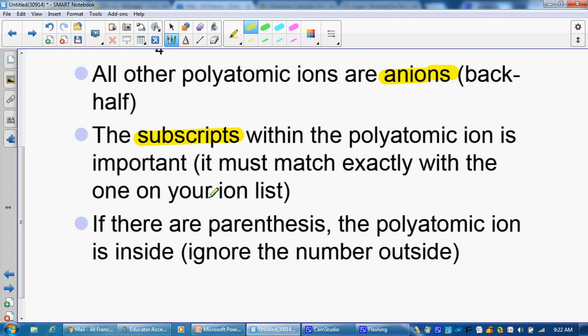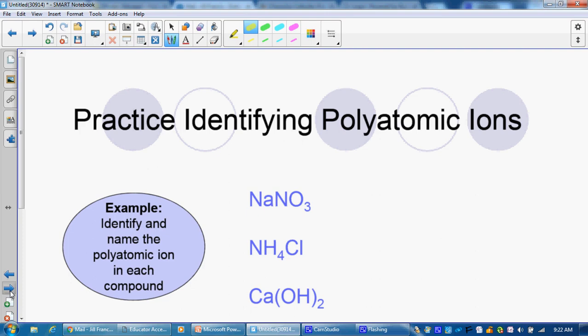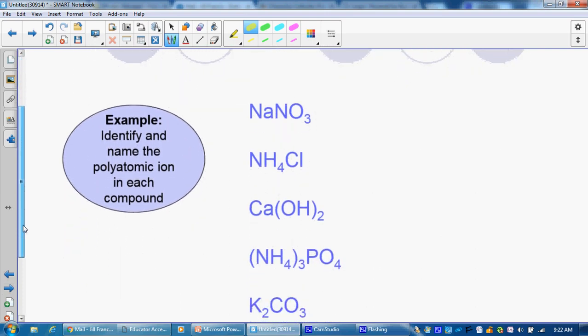They have to stay the same. You cannot change them. Okay, if there are parentheses around it, that means you have more than one polyatomic ion to balance out your charge, but at this point you ignore that number. Okay, all you want to do is name that polyatomic ion. Okay, so let's do a couple here.